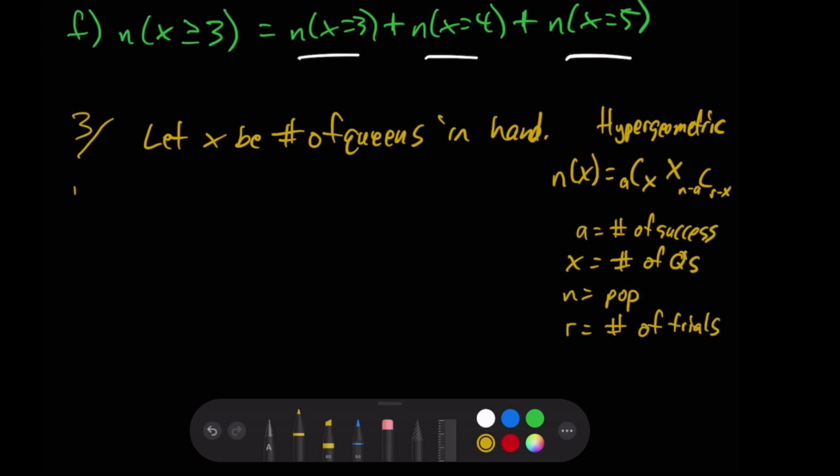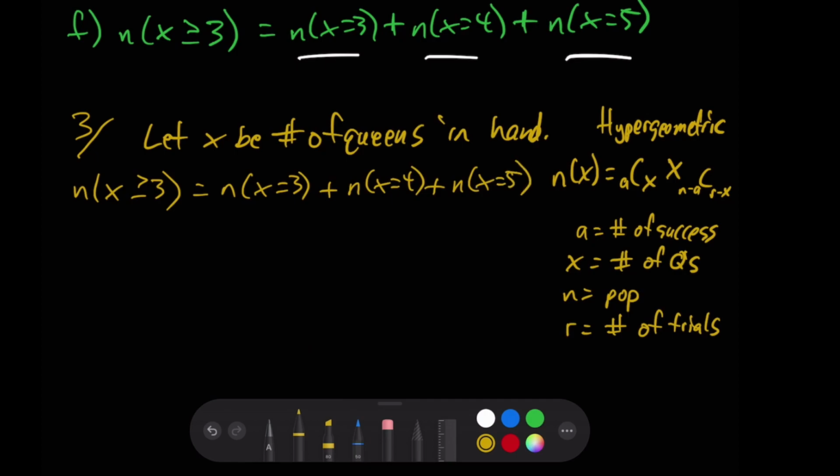All right, let's take a look. N of X equals, so the first one says at least 3 queens. So X is greater than or equal to 3. So I want to find N of X is equal to 3, or N of X is equal to 4, or N of X is equal to 5. Let's plug in some numbers.